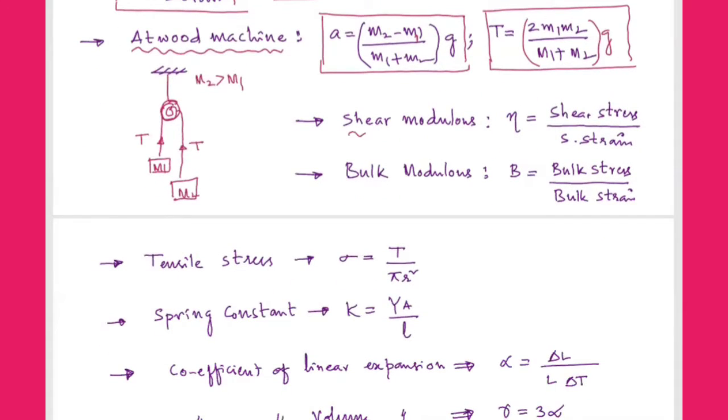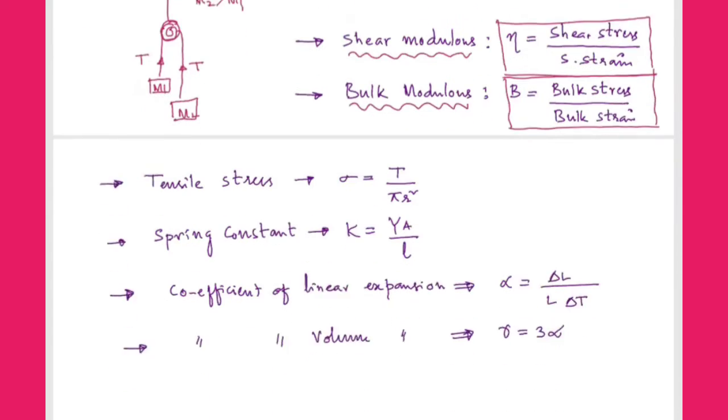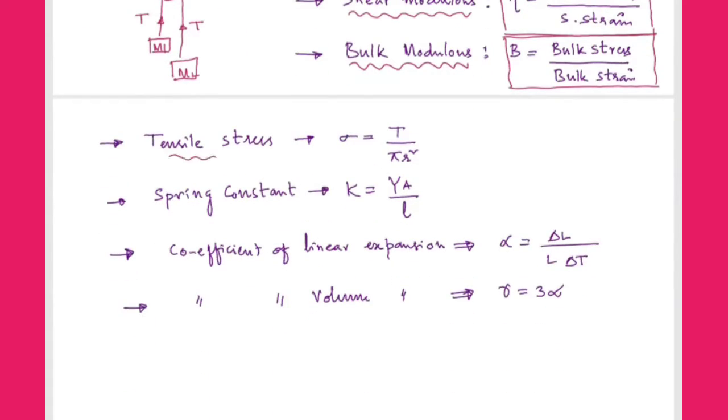Next, shear modulus. Shear modulus eta is equal to shear stress divided by shear strain. Next, bulk modulus. Bulk modulus B, or K also, is equal to bulk stress divided by bulk strain. Next, tensile stress, which is nothing but sigma equals T by area. Area is nothing but pi r square. Or a spring constant, K is equal to YA by L.